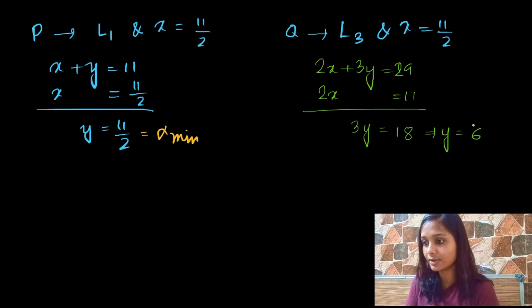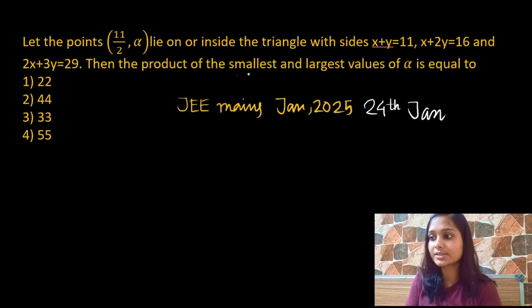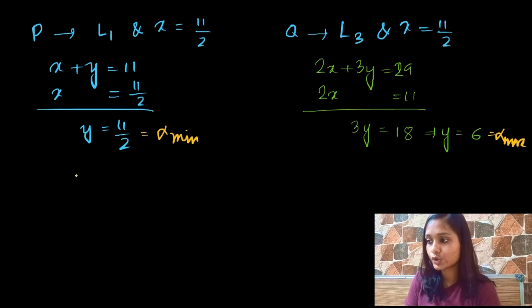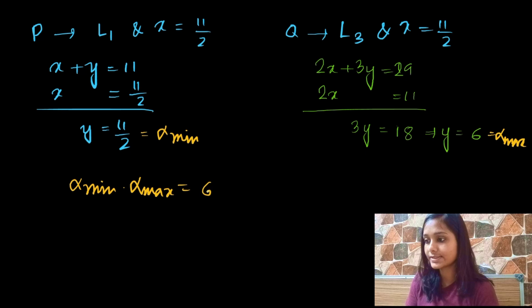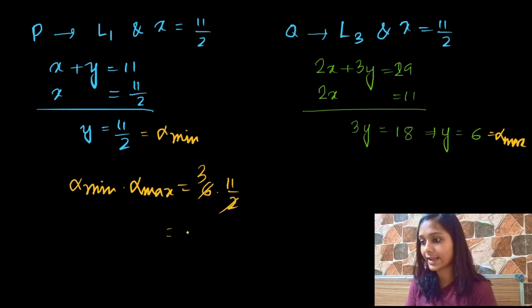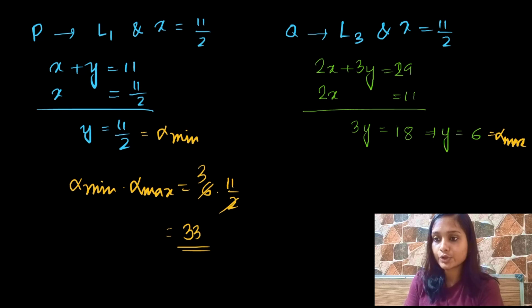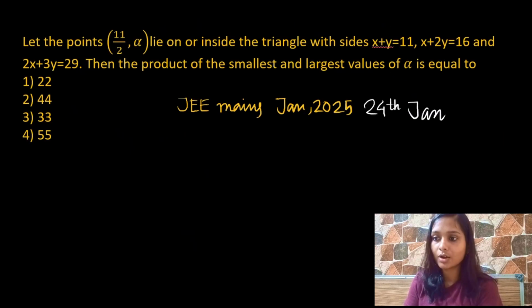So this one is alpha max and this is alpha min. The question was asking to find the product of the minimum and maximum values. So alpha min into alpha max is 6 into 11 by 2. 6 and 2 get cancelled out and we have 33. This is the answer. Let us now check the options. One of the options is 33, so option 3 is the correct answer to this question.